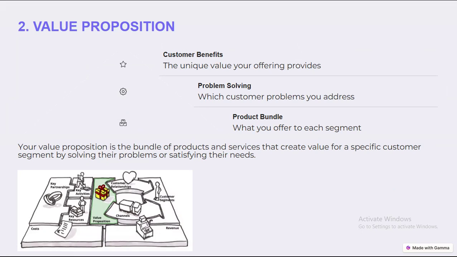Okay, remember that you have group segments based on some attributes. And so based on those attributes, you also design products for them. Okay, so what are you offering to each segment of your market? Your value proposition is the bundle of products and services that create value for a specific customer segment by solving their problems or satisfying their needs. Okay.